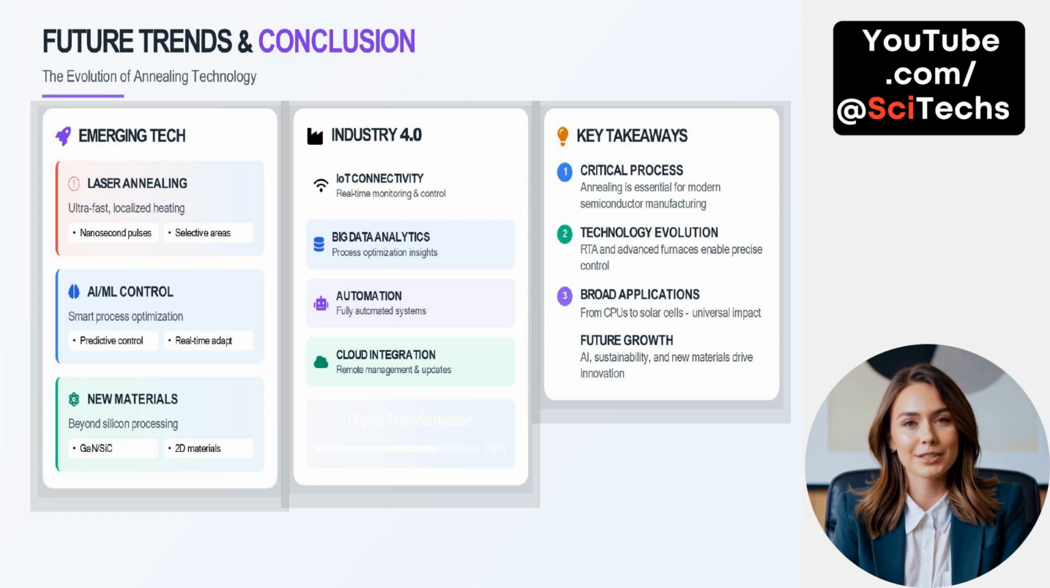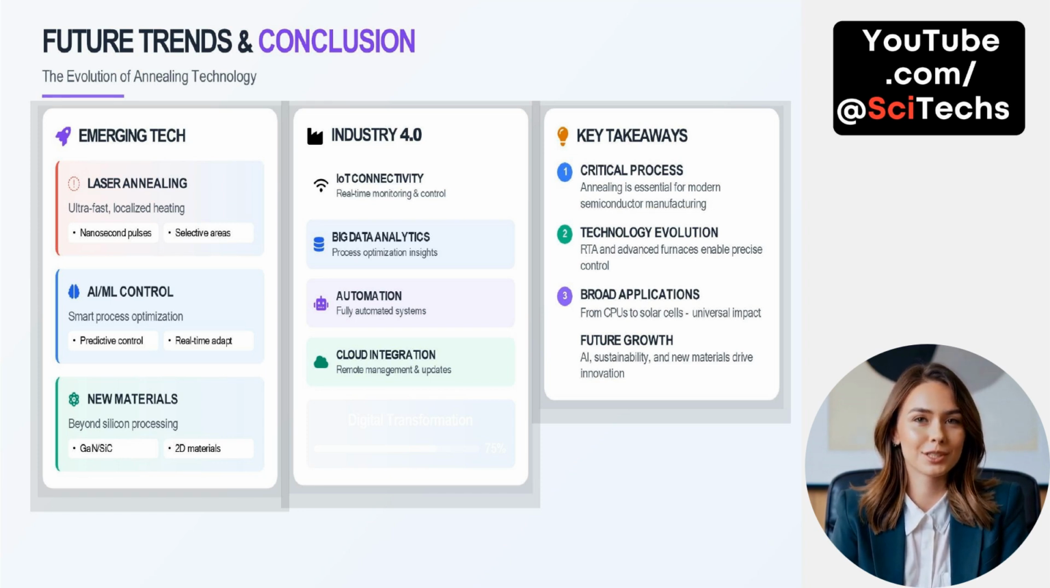Annealing technology is evolving rapidly to meet the demands of next-generation semiconductor devices. Emerging technologies include laser annealing, which delivers ultra-fast, localized heating using nanosecond pulses. This allows precise treatment of selective wafer regions, improving device performance without affecting surrounding structures.